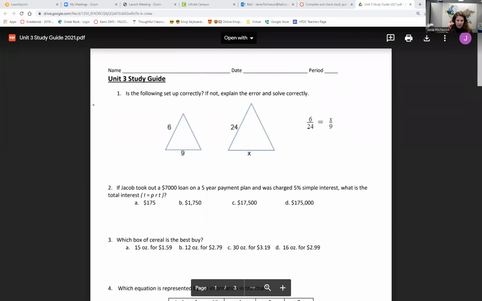Hey guys, so this is our Unit 3 study guide. So you should be completely done with it and you're checking your answers. All right, is the following set up correctly? If not, explain the error and solve correctly.